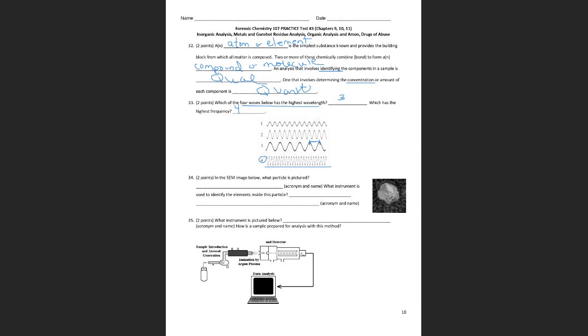And those 2 properties are inversely related. So higher wavelength leads to lower frequency. Shorter wavelength leads to higher frequency.